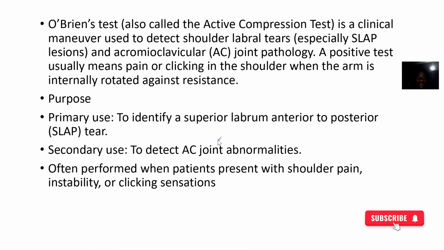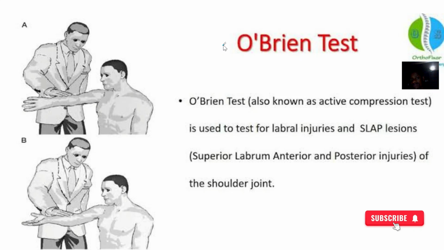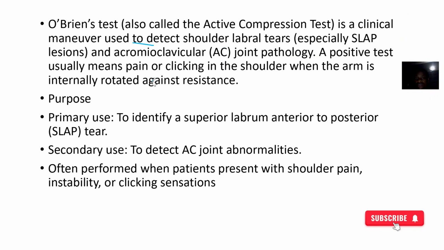O'Brien's test, also called the active compression test, is a clinical maneuver used to look at whether there's a labrum tear around the shoulder. A positive one shows that if you're trying to move your hand like that, you'll hear some sound inside. So it's primarily used to identify a superior labrum tear. It's also used to detect acromioclavicular joint abnormalities. It's often performed when a patient presents with shoulder pain, instability, or a clicking sensation.